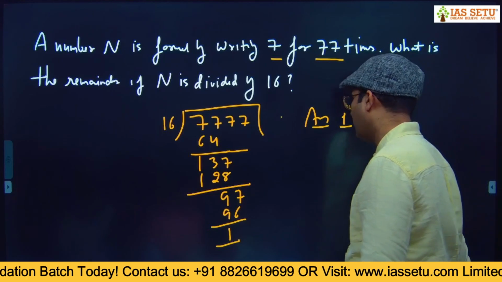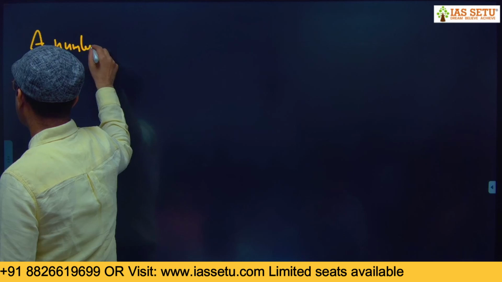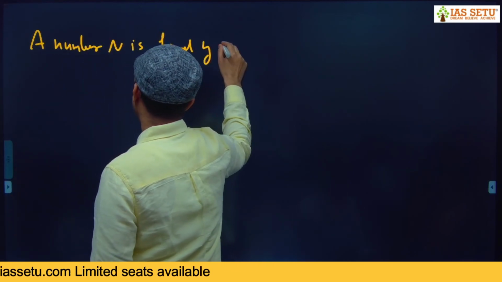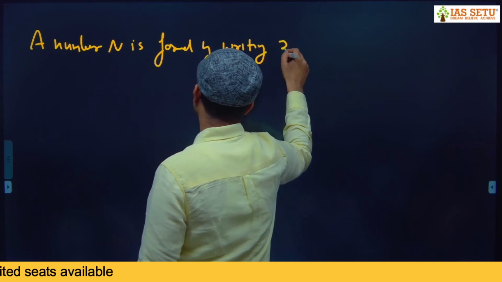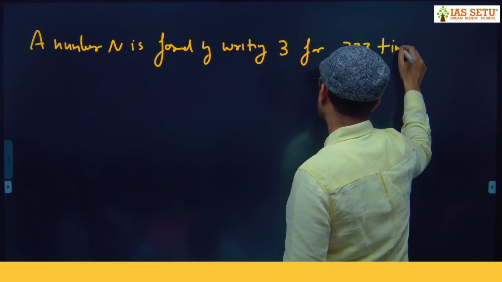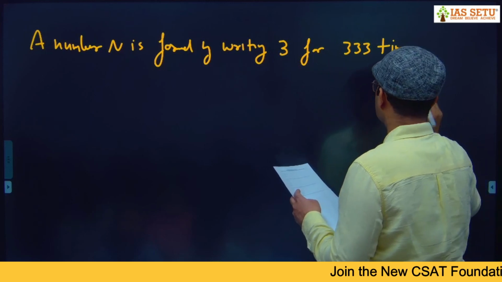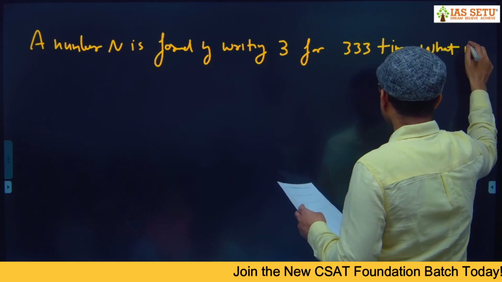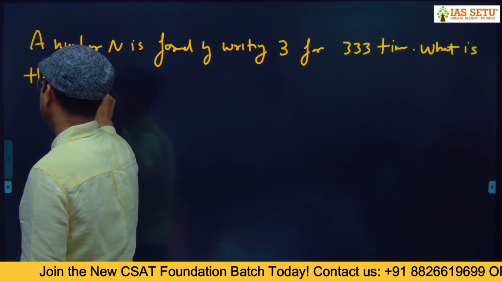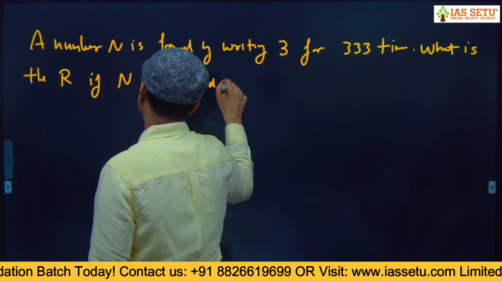Next. A number n is formed by writing 3 for 333 times. 3 is how many times? 333 times. What is the remainder if n is divided by 32?